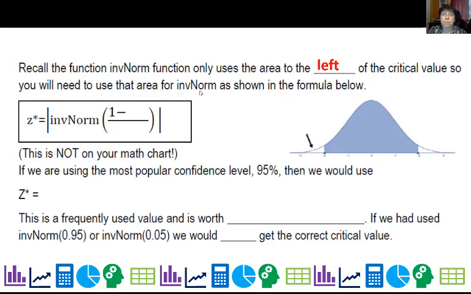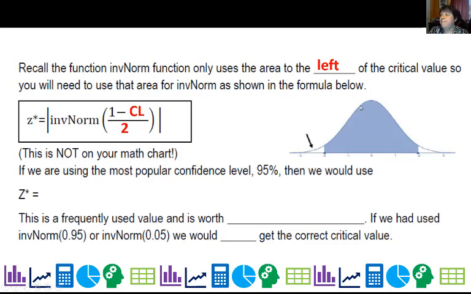But then we did some other problems where the middle, like 80%. What did we use for Z? Well, we kind of taught you this before. For the middle, you do 1 minus whatever that percentage is, in this case our confidence level, and divide it by 2. Why is that?